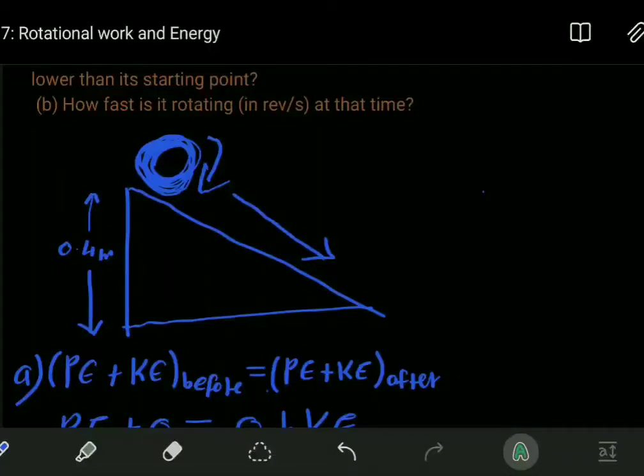Okay, so continuation. We are saying when it gets to the bottom of this slope, we also have zero potential energy.